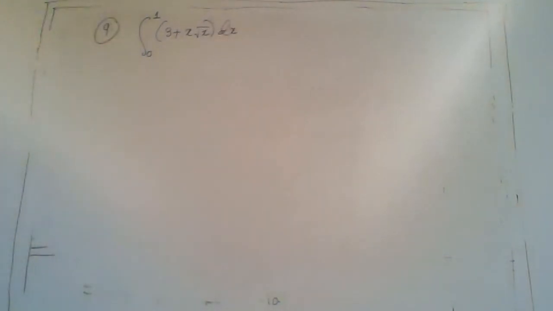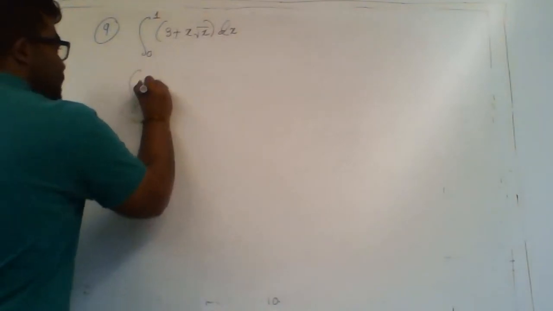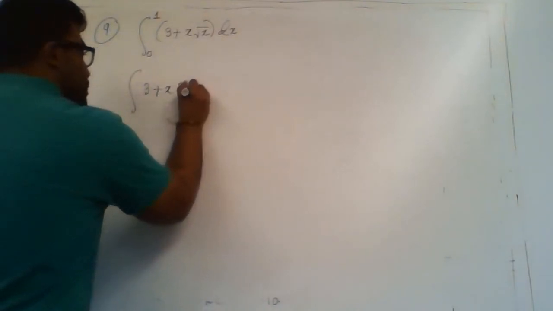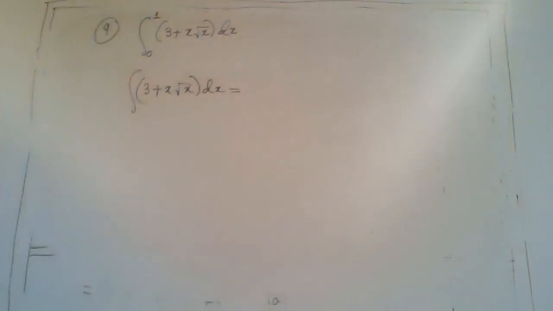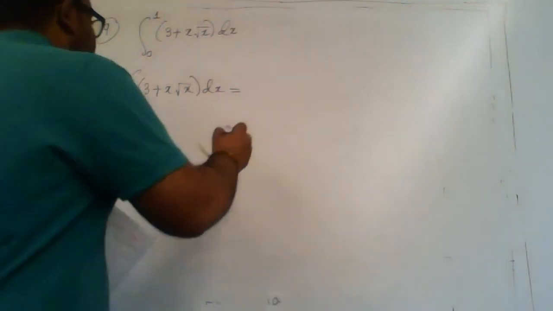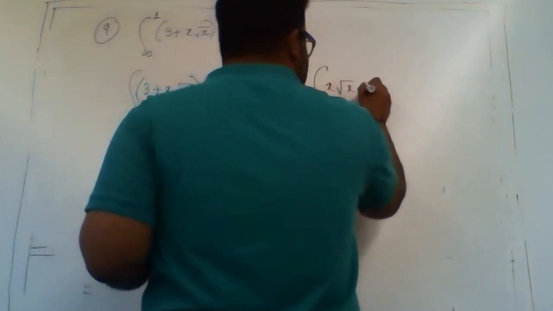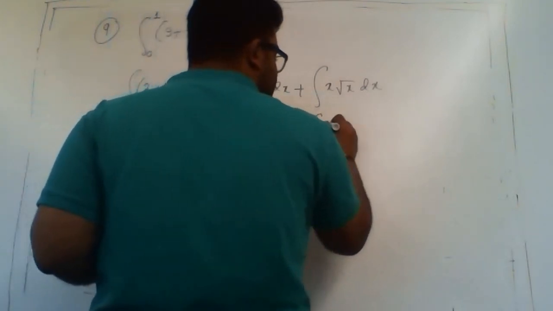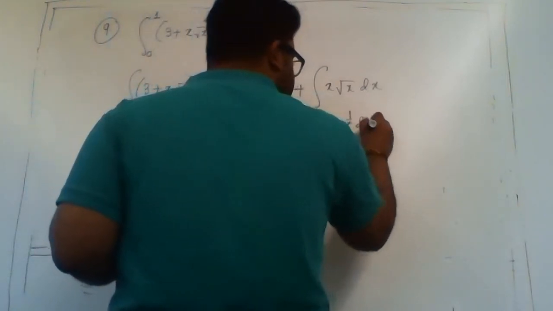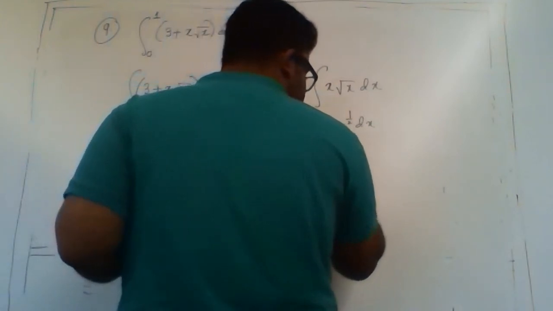Now first forget the limits, just consider this integral. You have integral of 3 plus x square root of x dx, equal to integral 3 dx plus integral x square root of x dx. So this is 3, you can take out, and write this as x times x to the power half dx. You get 3x plus integral x to the power 3 over 2 dx.